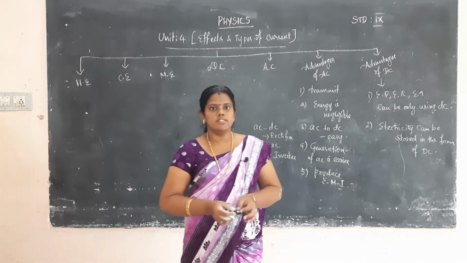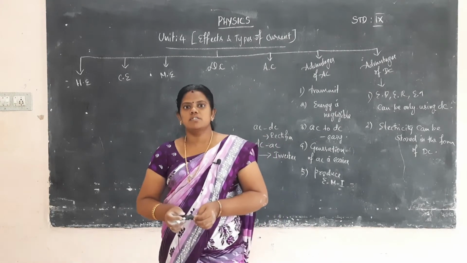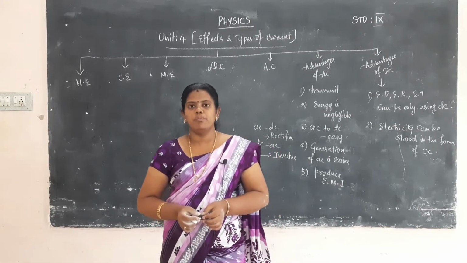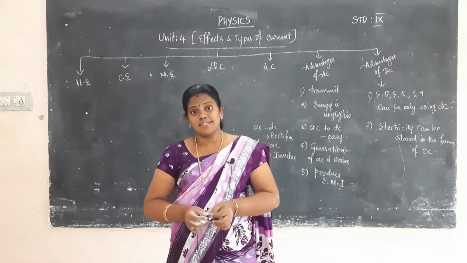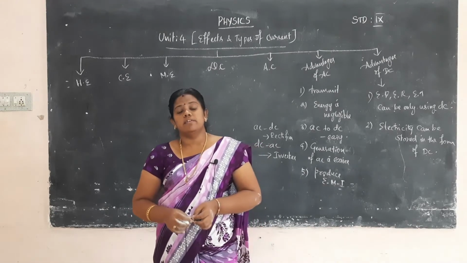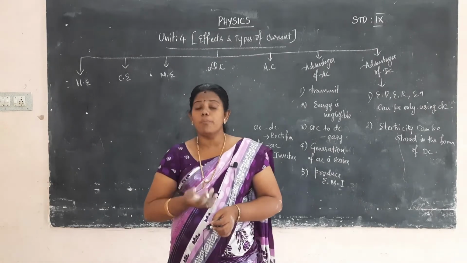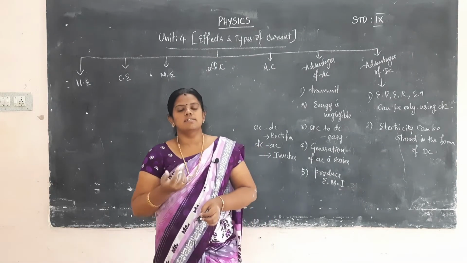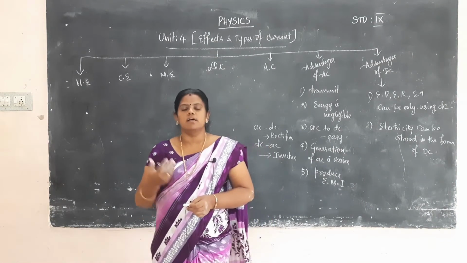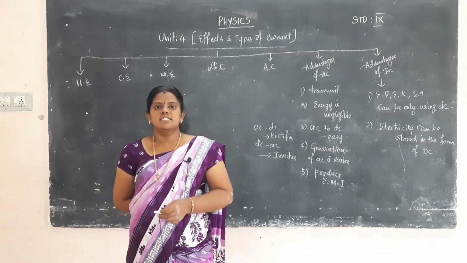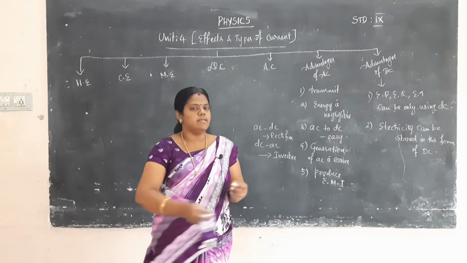Good morning students. What was learned in the previous session? In the previous session I explained EMF, potential difference, resistance and various electric circuits and components: how the resistors and bulbs are to be connected, and how resistors are connected in series and parallel. That was all discussed in the previous session.